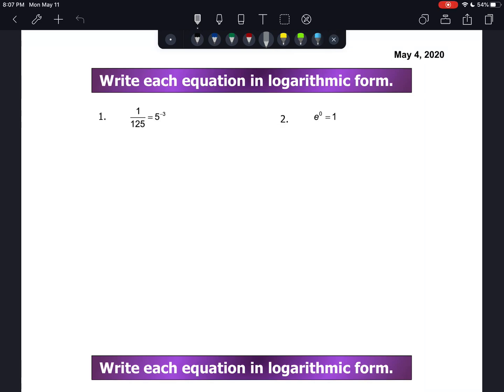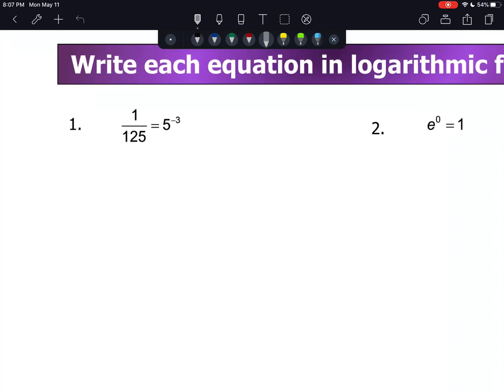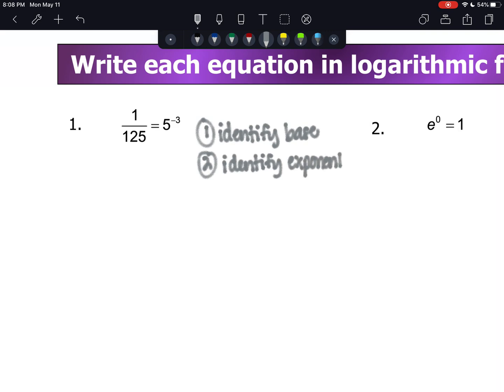So we're going to practice about 2 or 3 problems, maybe even a fourth problem, writing each equation in logarithmic form. So I'll start here. We're going to first identify our base, the exponent, and the argument. So 3 things we have to identify: base, exponent, and argument.